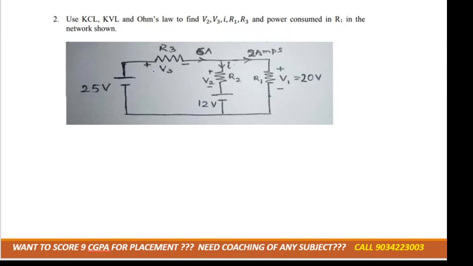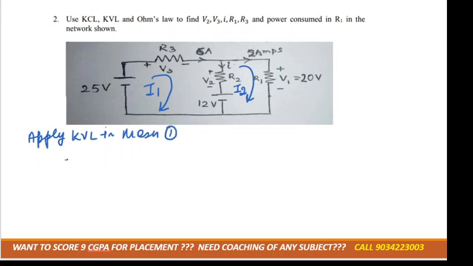See how this question can be solved. First of all, we have to see how many meshes there are. In this circuit we have two meshes. Suppose in this one the current flowing is I1 and in this one the current flowing is I2, right? Now we'll apply KVL in mesh 1. That is our procedure. So if we apply KVL in mesh 1, that is minus how much?